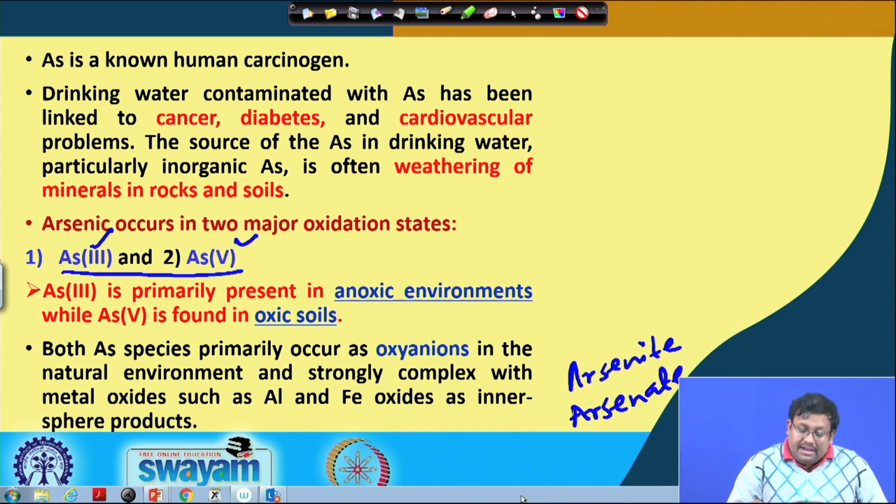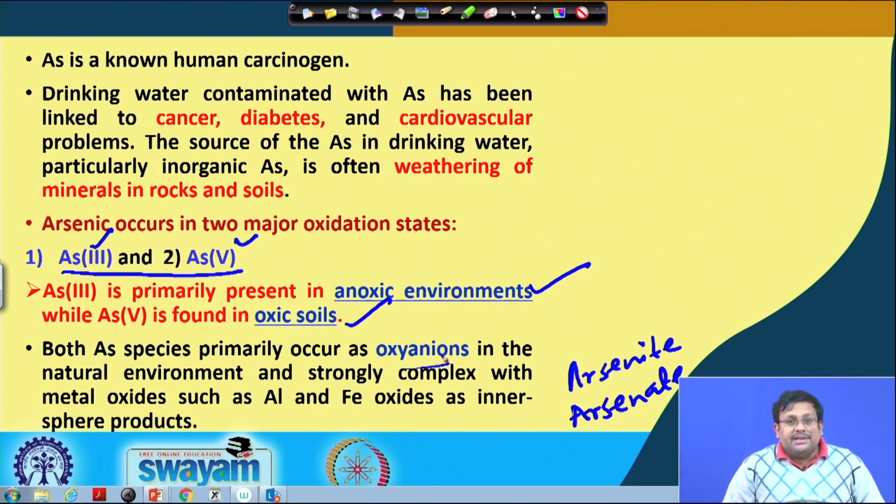So, mainly they are prevalent in anoxic environments where there is little or no oxygen, while arsenic 5, or arsenate, is found in oxic soil because it is the oxidized form. Remember again, both arsenic species primarily occur as oxyanions in the natural environment and strongly complex with metal oxides such as aluminum and iron oxides as inner sphere products.